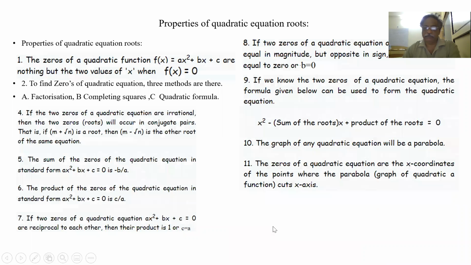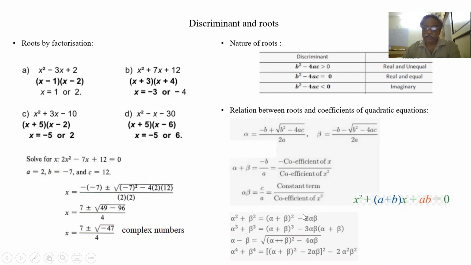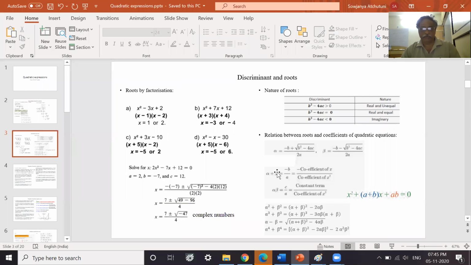Now let us see. We have alpha plus beta, and we have alpha beta. How do we find the other components? This will be required in our lessons. Suppose I want alpha square plus beta square. We know it is alpha plus beta whole square minus 2 alpha beta. Here, plus 2 alpha beta and minus 2 alpha beta get cancelled, and I'll get alpha square plus beta square.